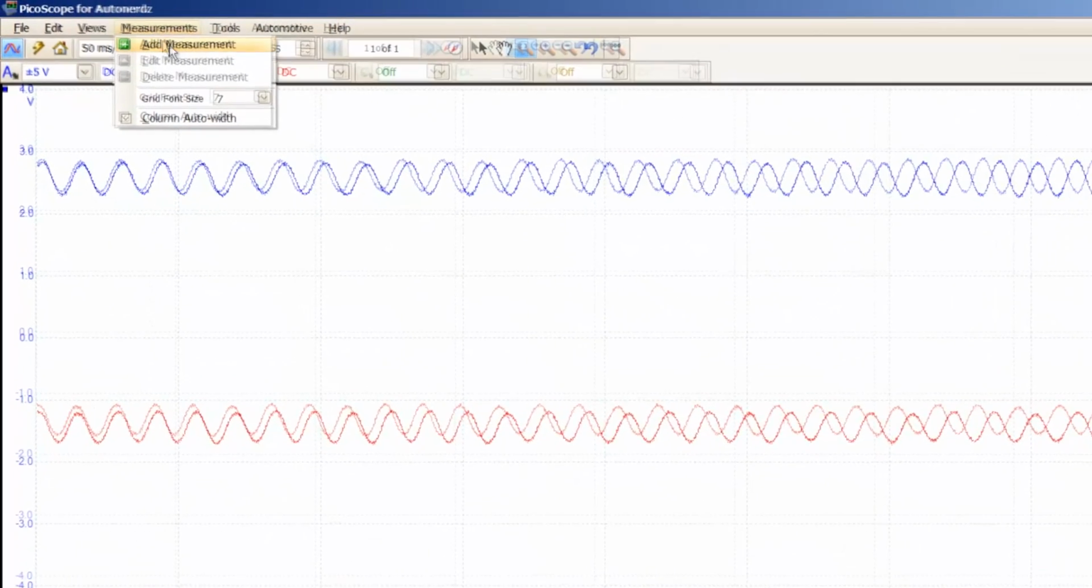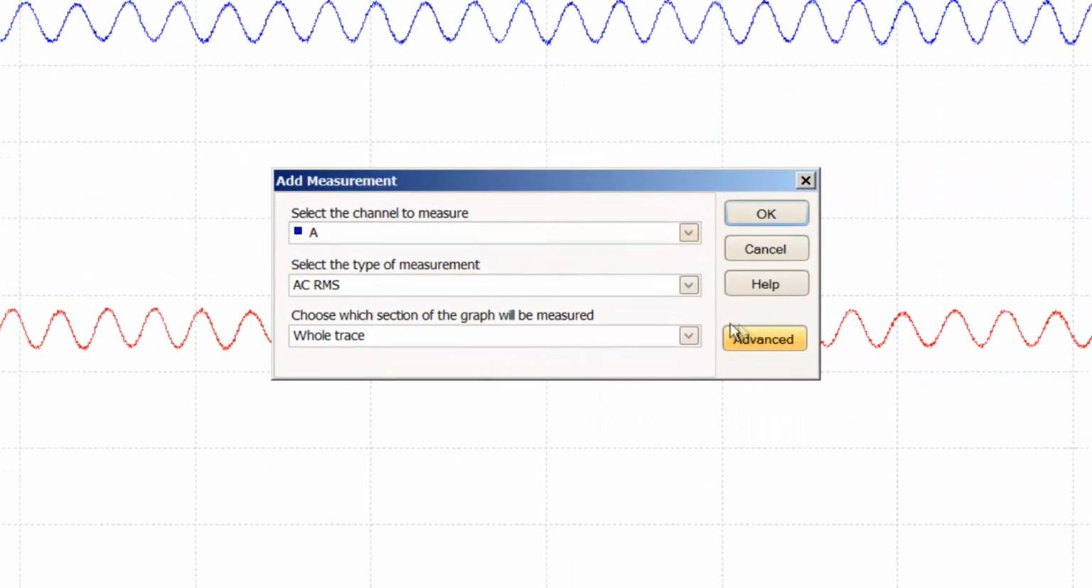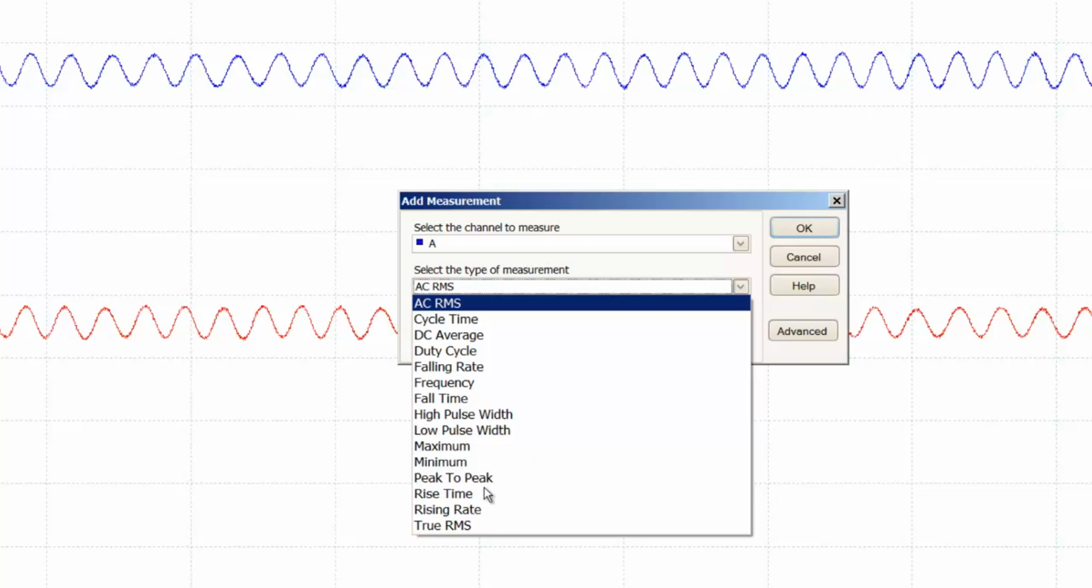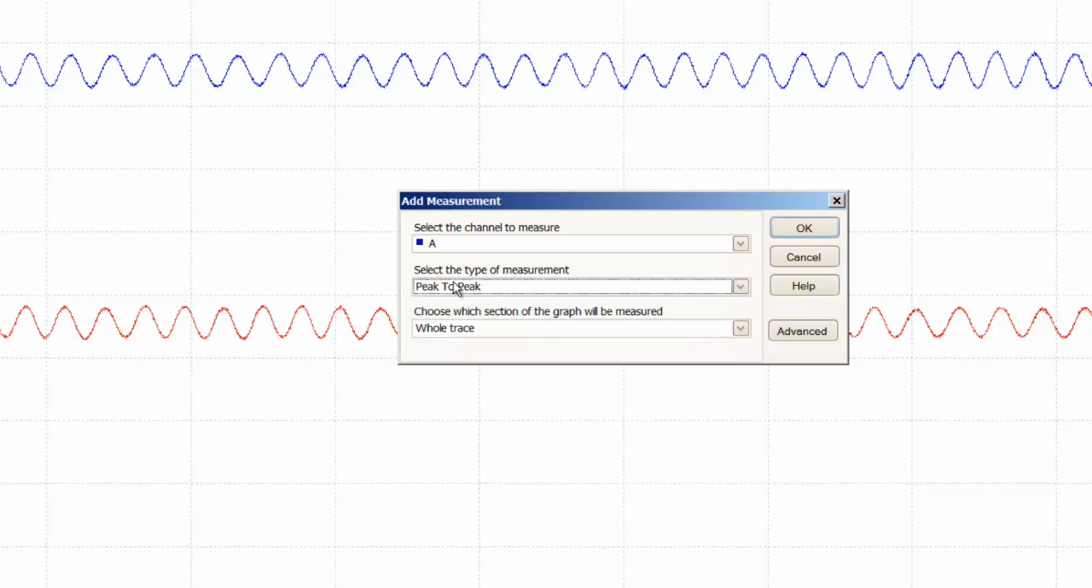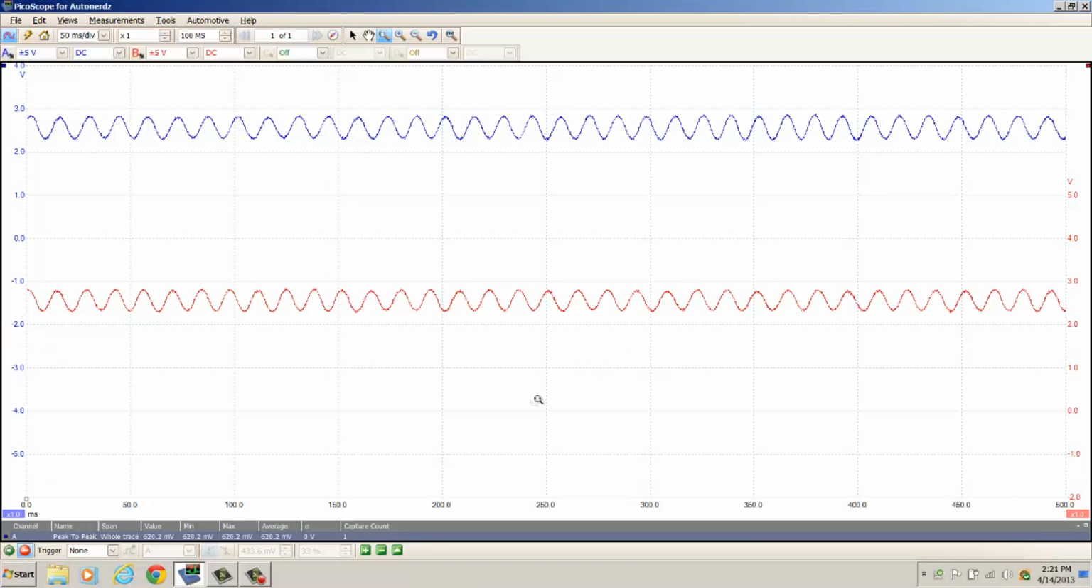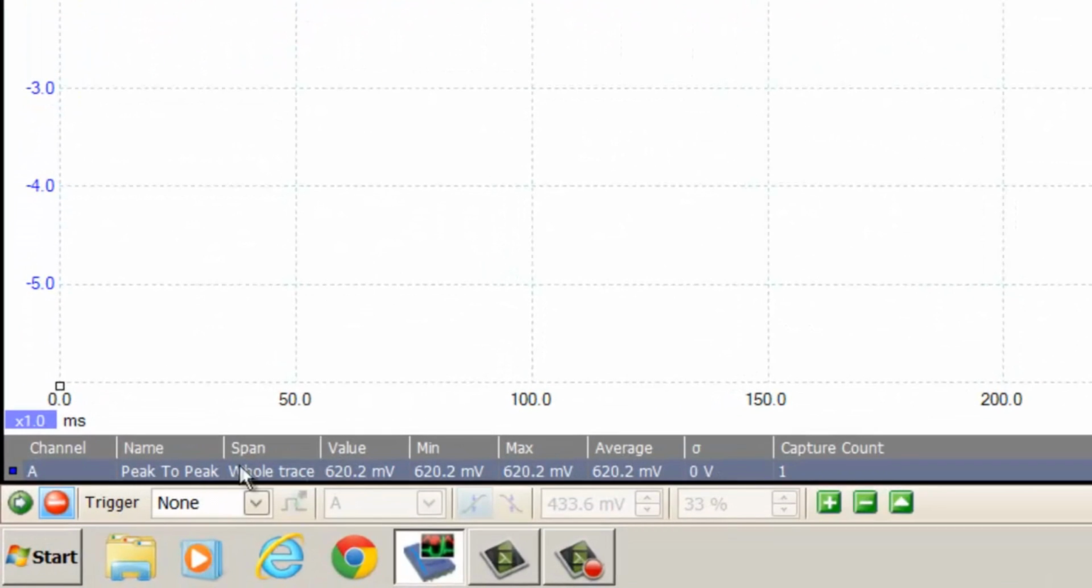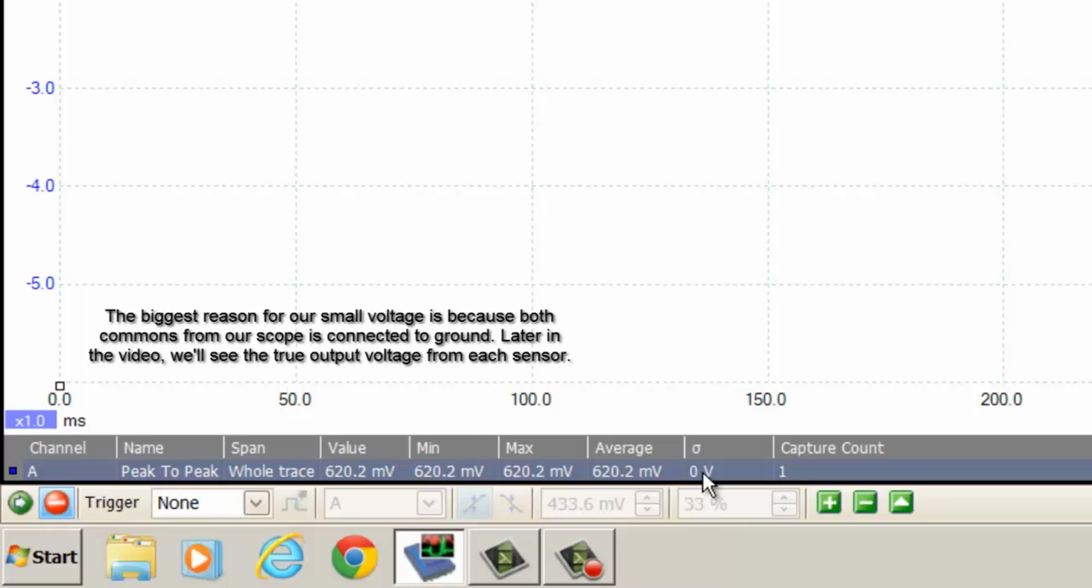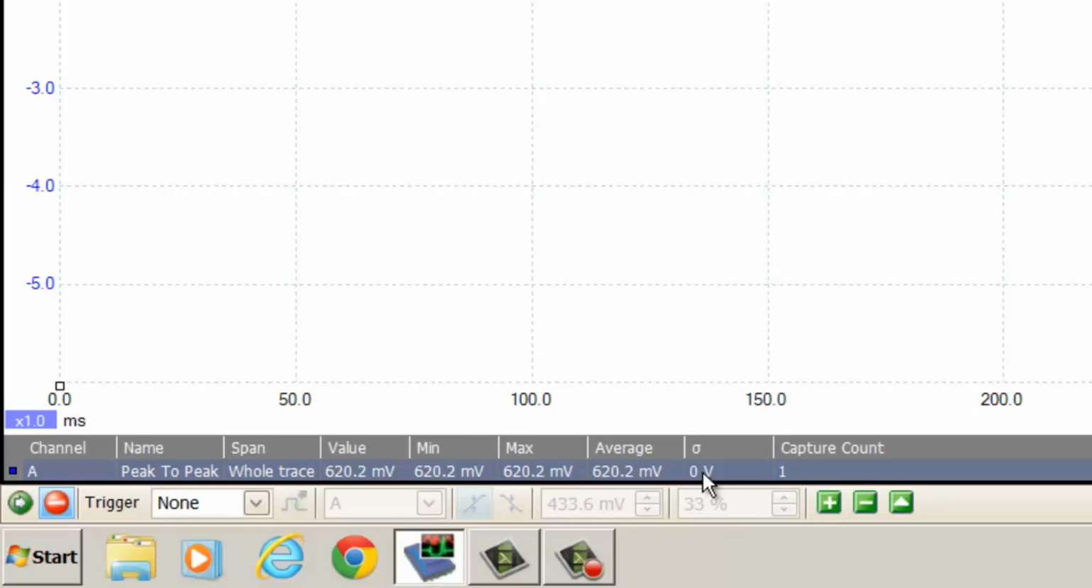We can actually do some measurements in here. I'd be interested to know, say, what's the peak-to-peak voltage? That would be very important to know, say on channel A, right? And we want to know for the whole trace. That'll give us an average. Okay, if we look down here, we see that our average voltage is 620.2 millivolts. Now, being at this small an RPM, it's not turning very fast, so it's expected that our signal is going to be very low, okay? As the wheels start turning faster and faster, this voltage will start getting higher and higher.